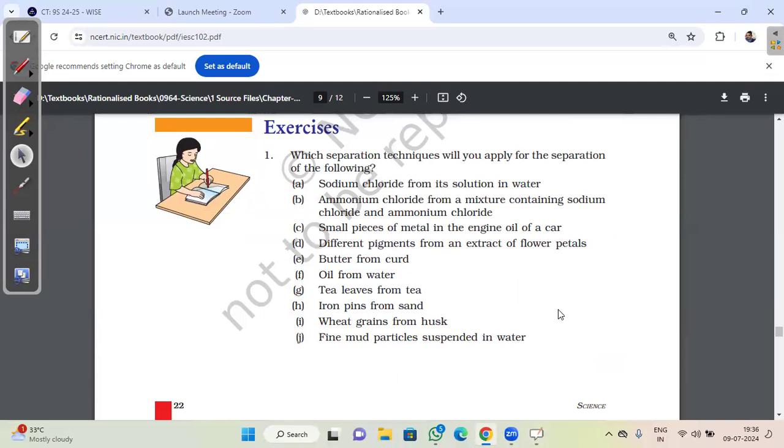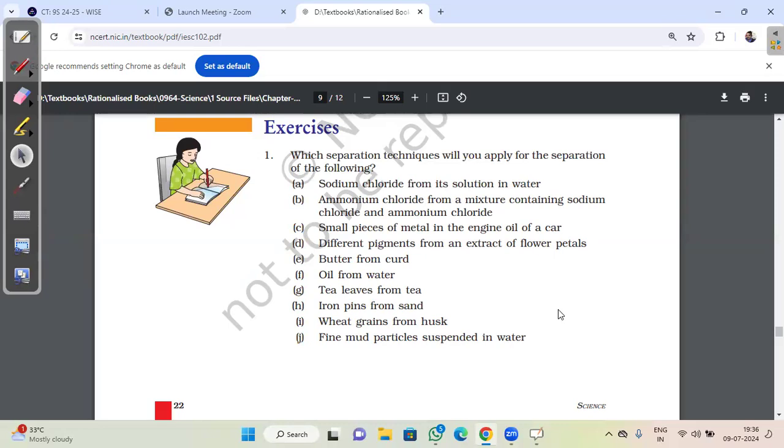I think we can leave this since you do not have the methods of separation. Or can you answer them? First one, sodium chloride from its solution in water. Can we use filtration?